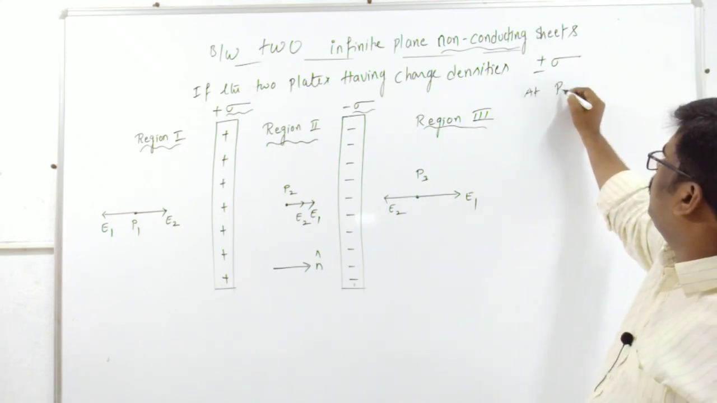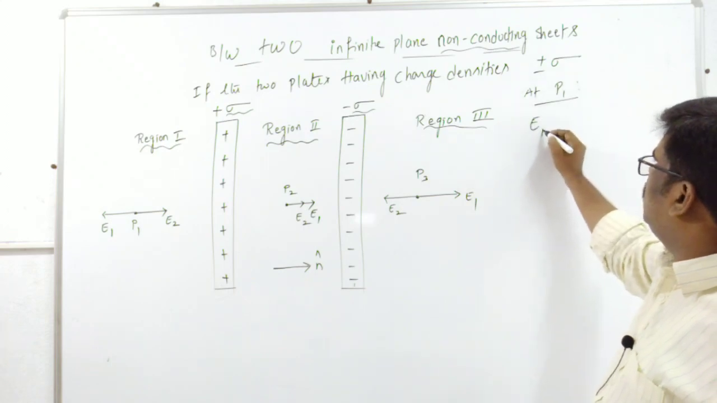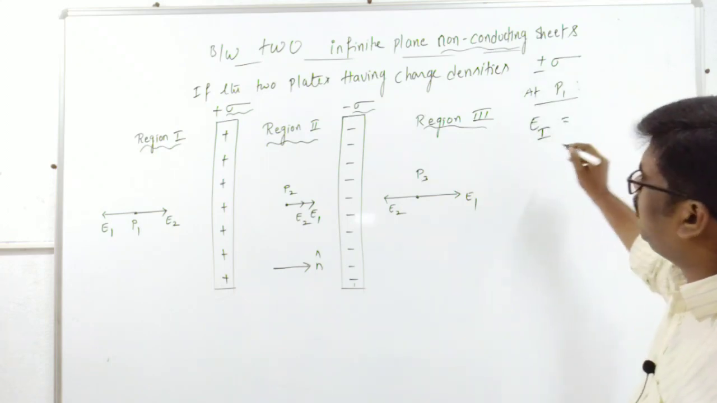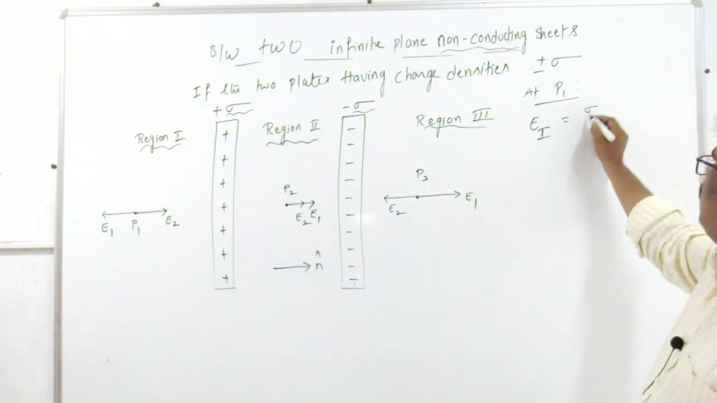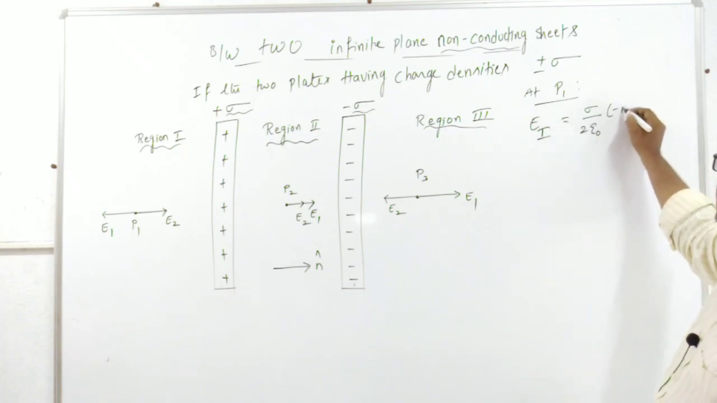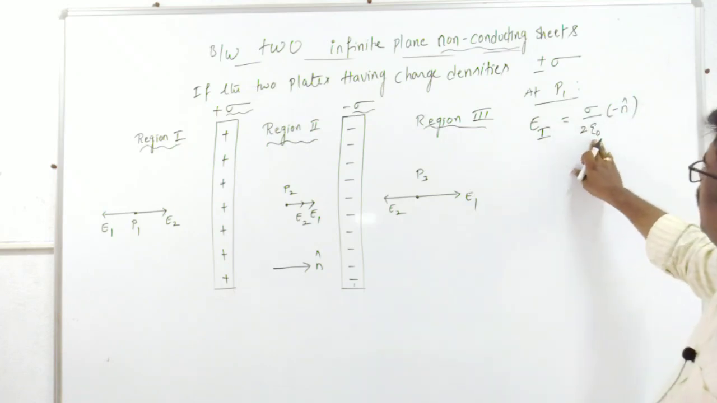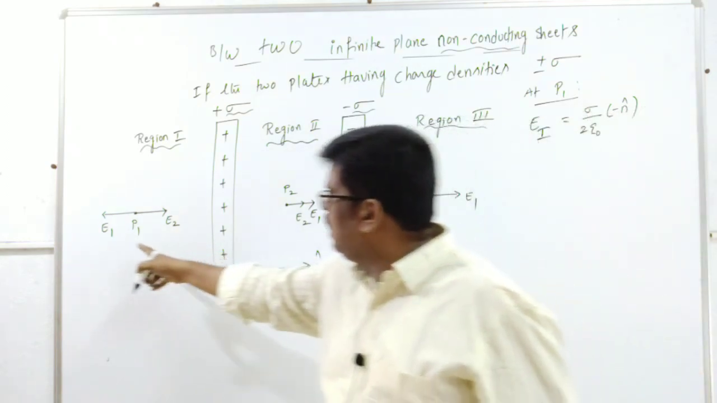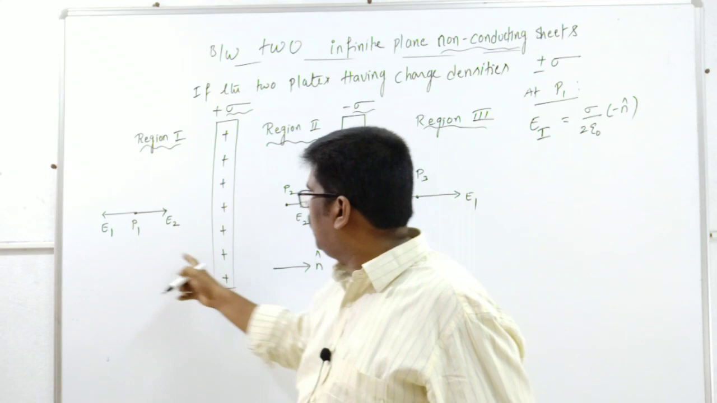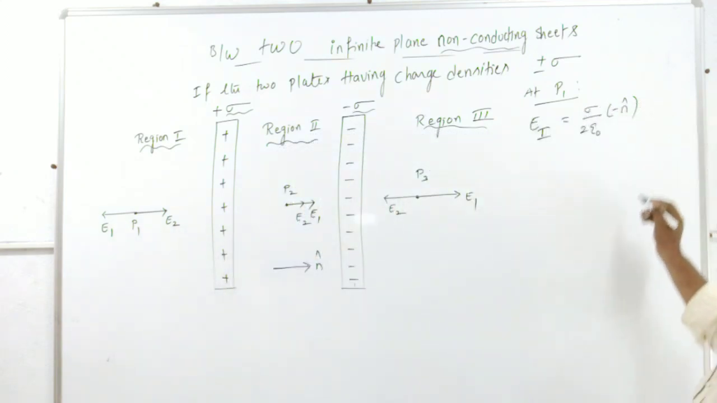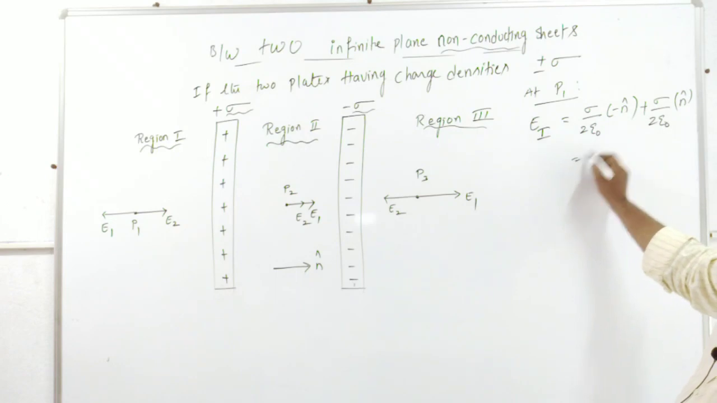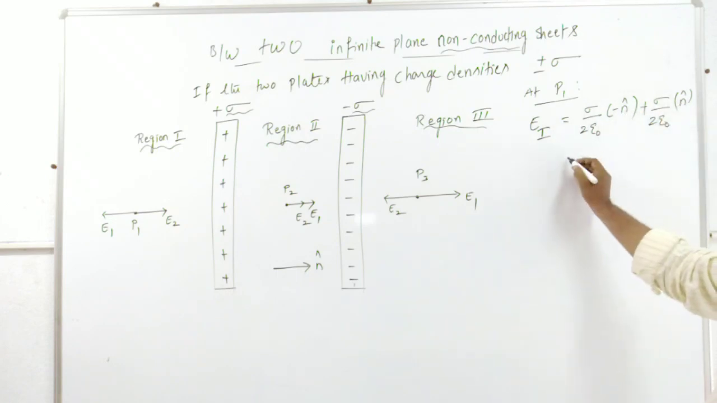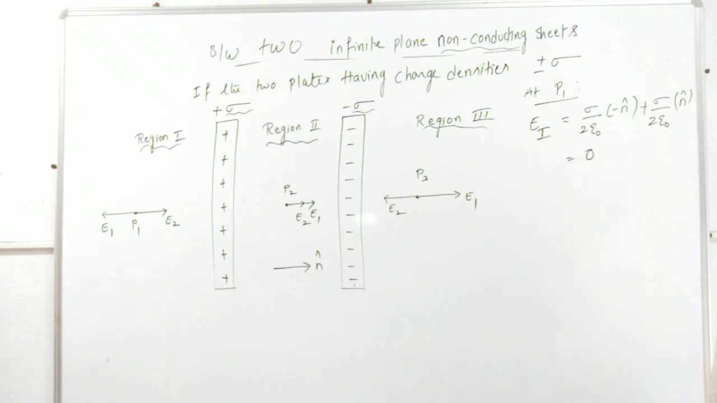At P1, in region 1, we are writing the electric field intensity. E1 is opposite to the unit vector, that's why sigma by 2 epsilon naught minus n cap. Why are we writing minus n cap? Because E1 is opposite to the unit vector. And you can write plus E2, which will be sigma by 2 epsilon naught n cap only. So here minus, here plus. They are equal and opposite, so the resultant electric field intensity is 0.